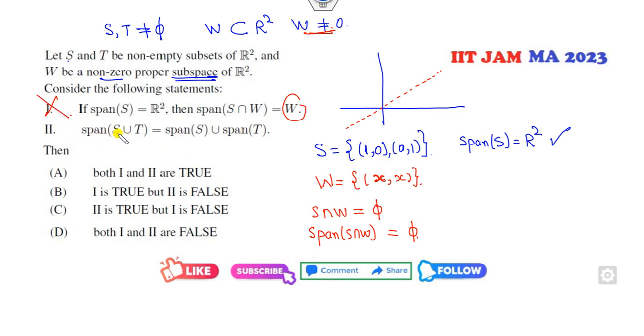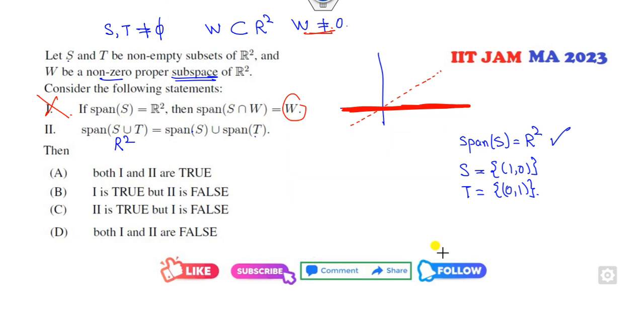Now look at this another one. In this case there is no need of W, so that's very simple. S and T are two subsets, so I can choose the subset (1, 0) as my simple S, the span of S. T is only (0, 1). So the left hand side is R2 complete. What is (1, 0)? This is this line. Sorry, this is the second part, so we have to remove this first portion.